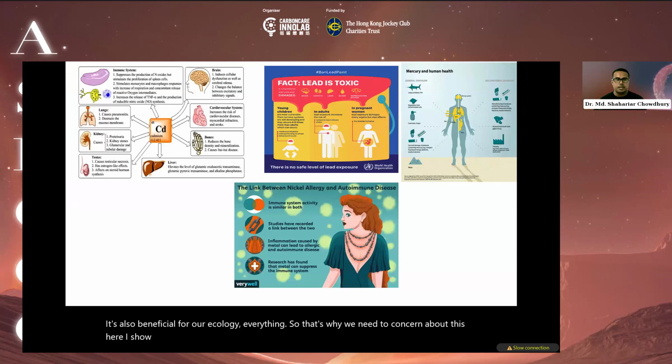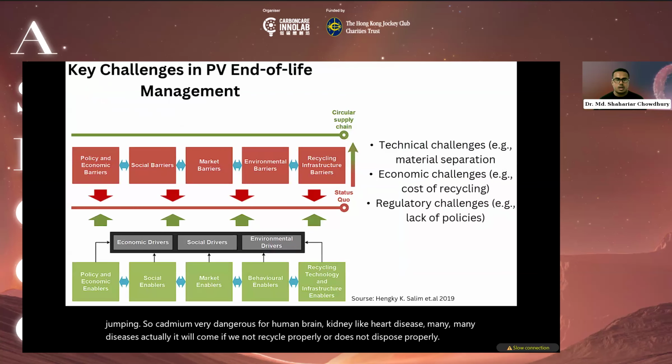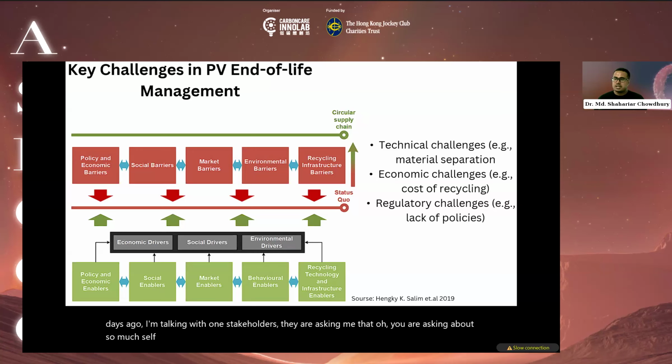Here I show what kind of problem cadmium causes if we just dispose of it by dumping in soil. Cadmium is very dangerous for the human brain, kidney, and heart, and many diseases will come if we do not recycle or dispose of it properly. Right now there are many challenges. On the technical side, although we say we are doing recycling, we do not have a specific process for this area. And economically, a few days ago I was talking with a stakeholder who asked me: you are asking about solar cell recycling, but we can buy very cheap panels from the market, so why do we need to recycle? I said, okay, we are coming with the solution, so why do you need recycling?